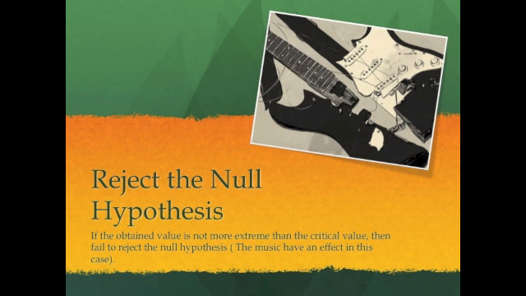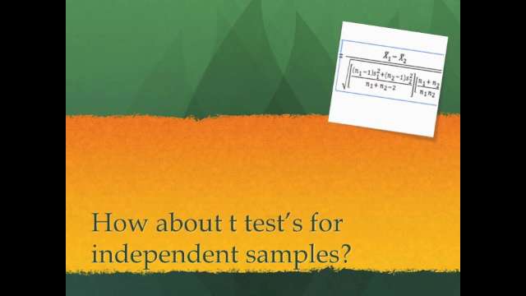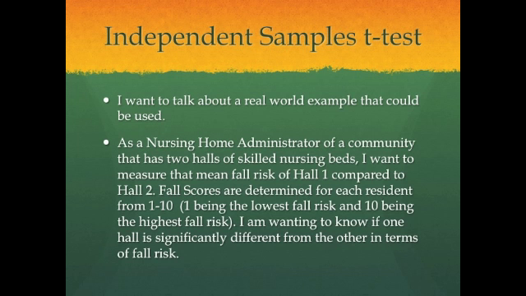Therefore, the broken guitar. So now, how about t-tests for independent samples? So I want to use an example about that. As a nursing home administrator of a community that has 2 halls of skilled nursing beds, the same amount, I want to measure the mean fall risk of Hall 1 compared to Hall 2.